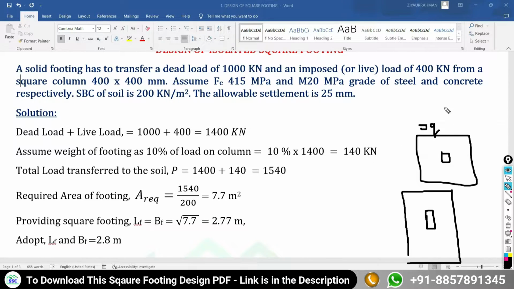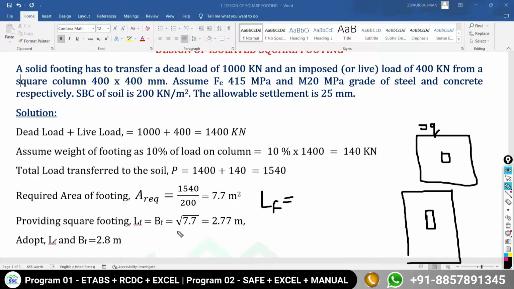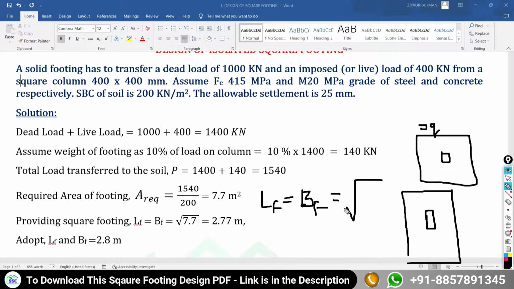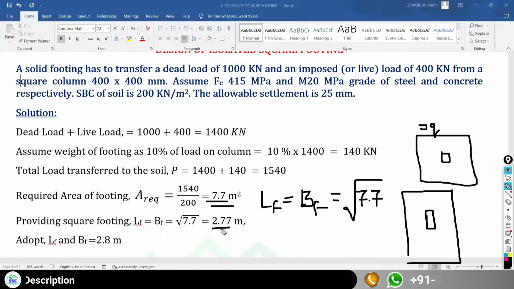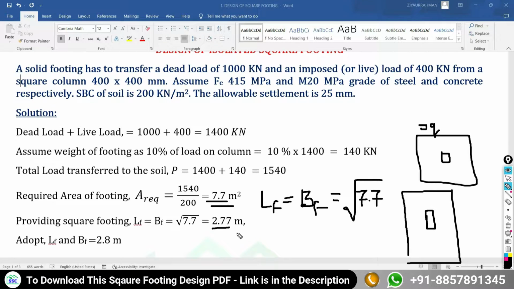A square footing. So for square footing, it is very simple. We consider the length of the footing equal to the width of the footing, which equals the square root of the total area required. So that is the square root of 7.7, the total area required. After taking the square root of 7.7, we get the length and width of the footing as 2.77. So the actual length and width of the footing required is 2.77 meter.